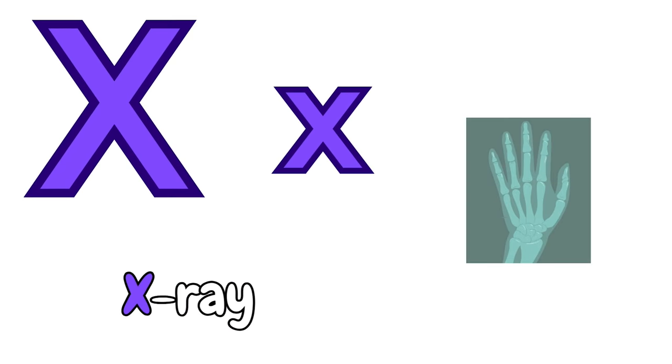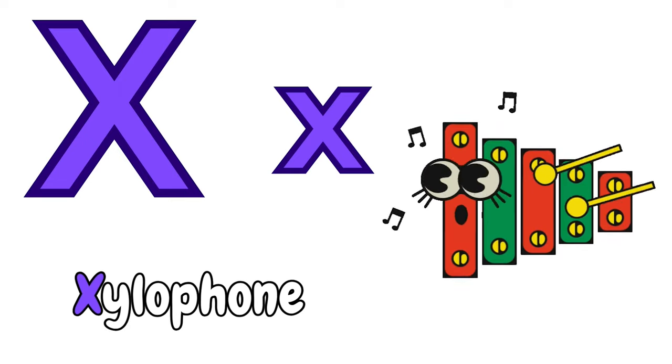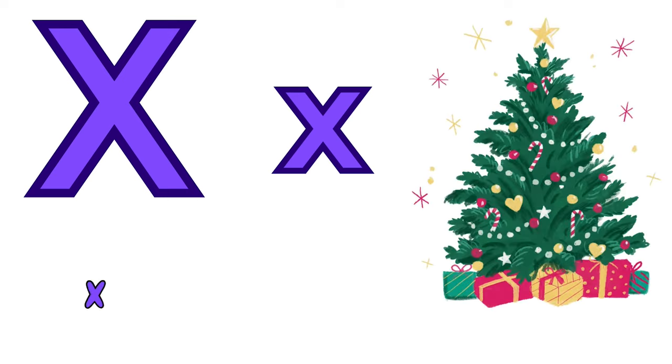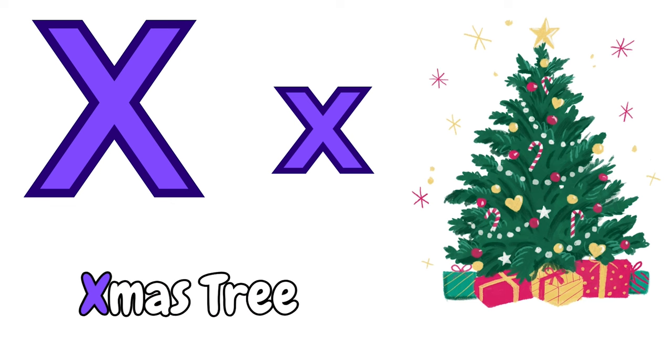Now, let's see which all start with alphabet X. X for X-ray. X for xylophone. X for xeris. X for Christmas tree. Can we say once again, kids?